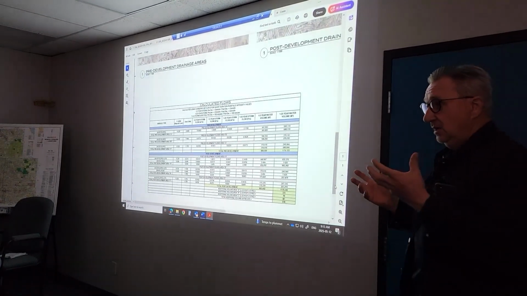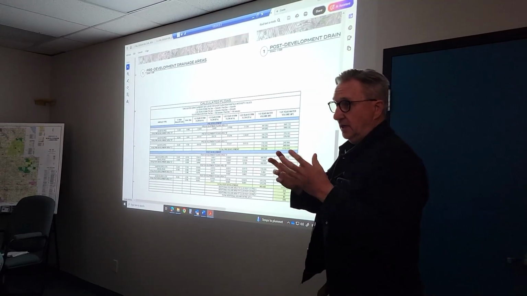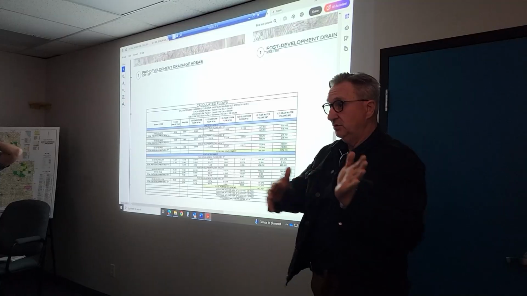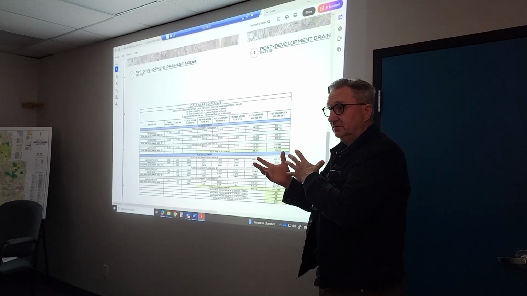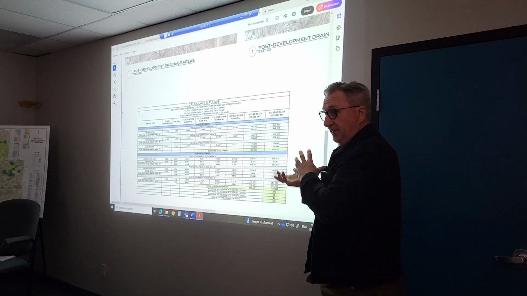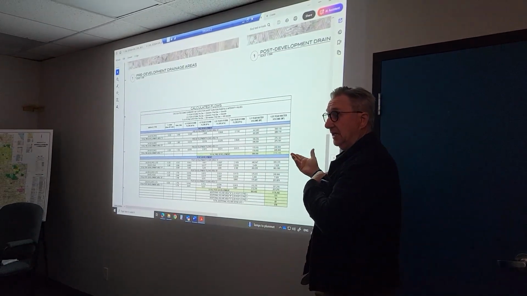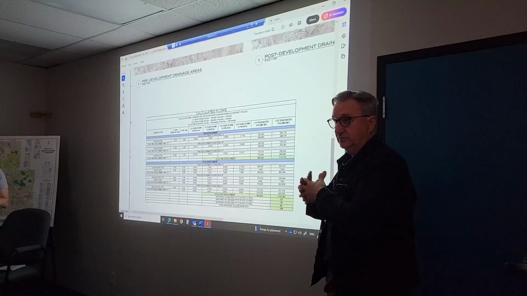Typically, when you're designing this, the pre-development flows have to equal the post-development flows. So we're doing that, right? And what's happening is we're just redirecting it slightly because we have to.